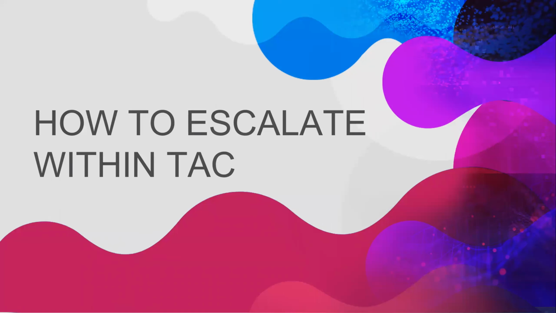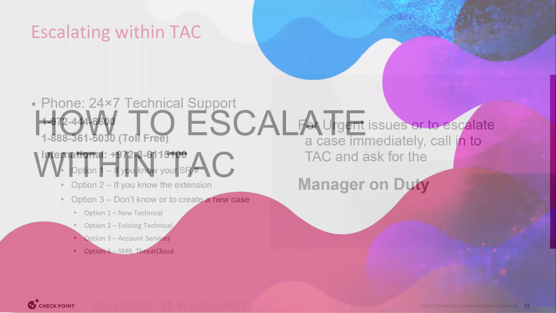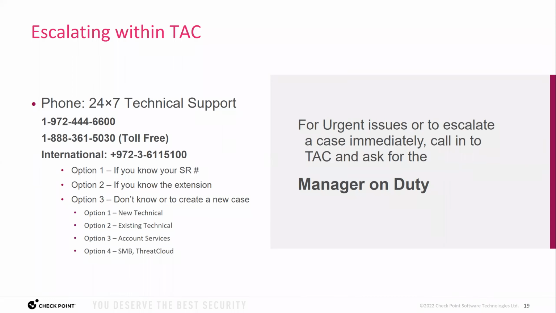So how to escalate with TAC. This is a bit of an interesting one, because escalate means a lot of things to different people. But escalating within TAC, obviously, if you opened up a ticket and you're not getting much communication, you can call in and try and speak to the engineer directly to try and get some more information. If the issue is urgent and needs to be dealt with right now, call in and ask for the manager on duty. Each team that handles tickets has a manager on duty that is monitoring things throughout the day.